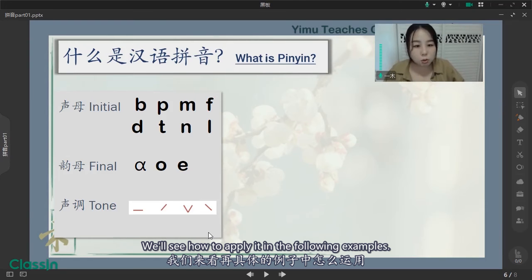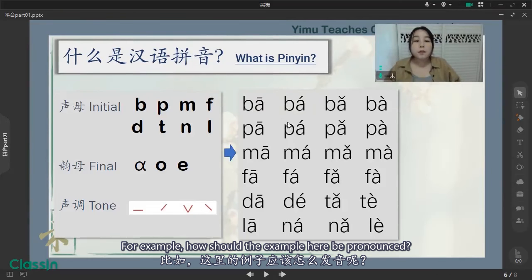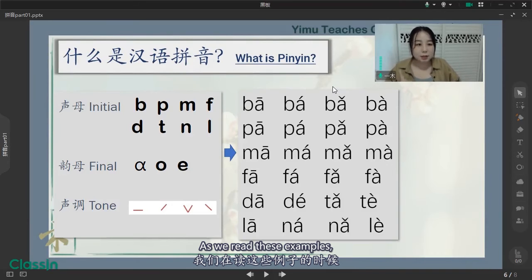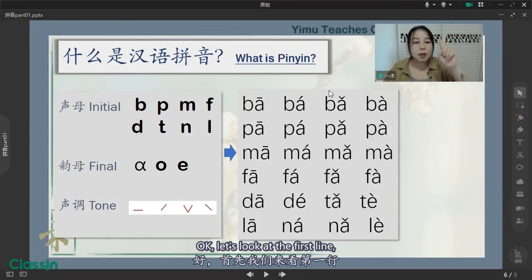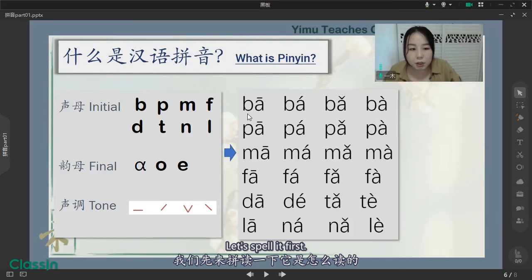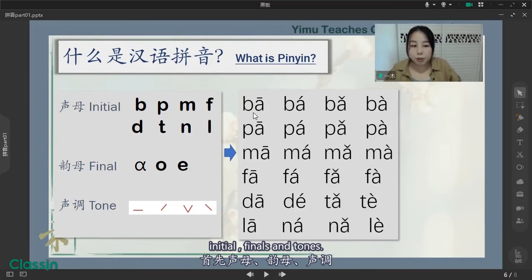We'll see how to apply it in the following examples. For example, how should the examples here be pronounced? As we read these examples, please take out your fingers and follow along like me. Okay, let's look at the first line. Let's spell it first. Initial, final, and tone.